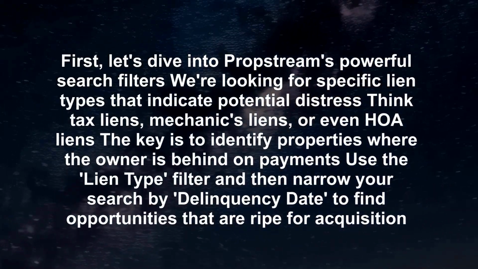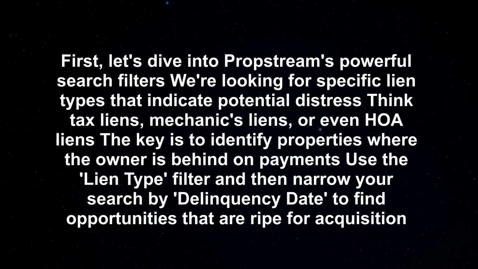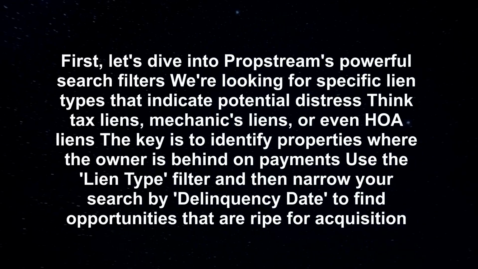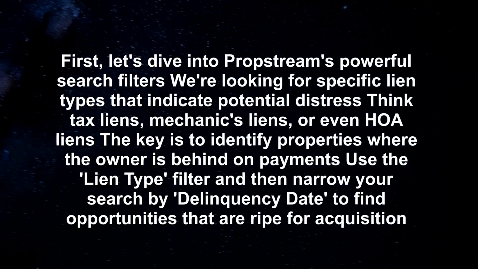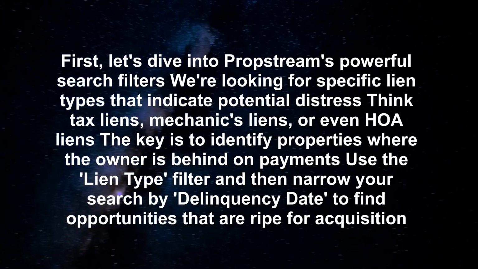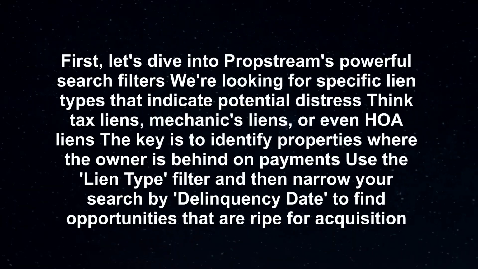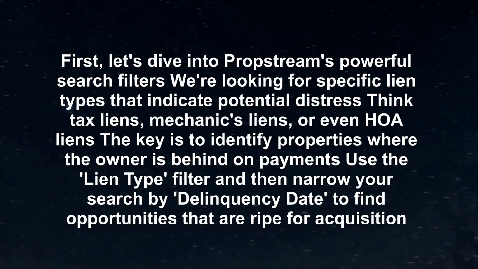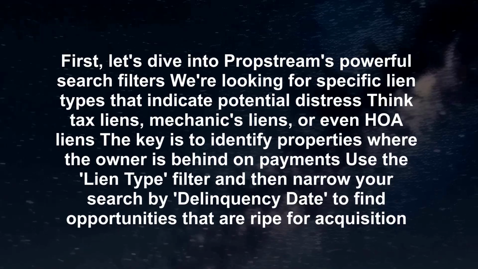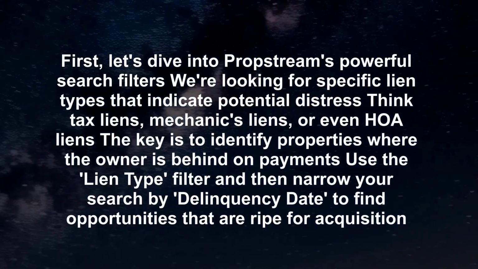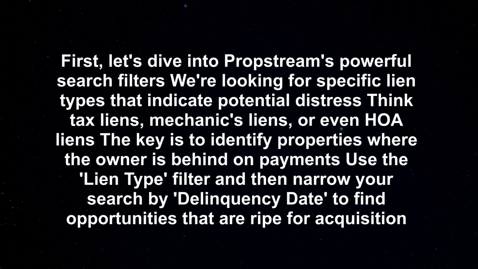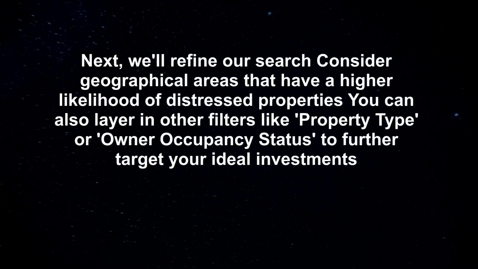We're looking for specific lien types that indicate potential distress. Think tax liens, mechanics liens, or even HOA liens. The key is to identify properties where the owner is behind on payments. Use the lien type filter, and then narrow your search by delinquency date to find opportunities that are ripe for acquisition. Next, we'll refine our search.